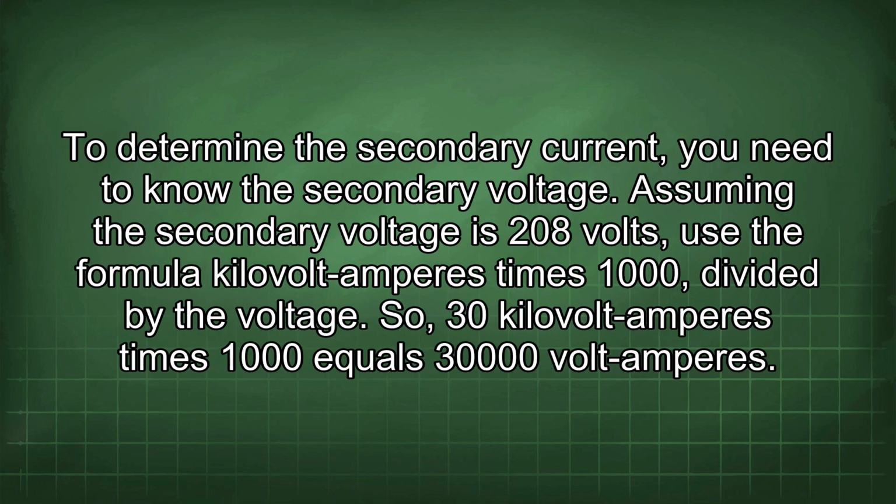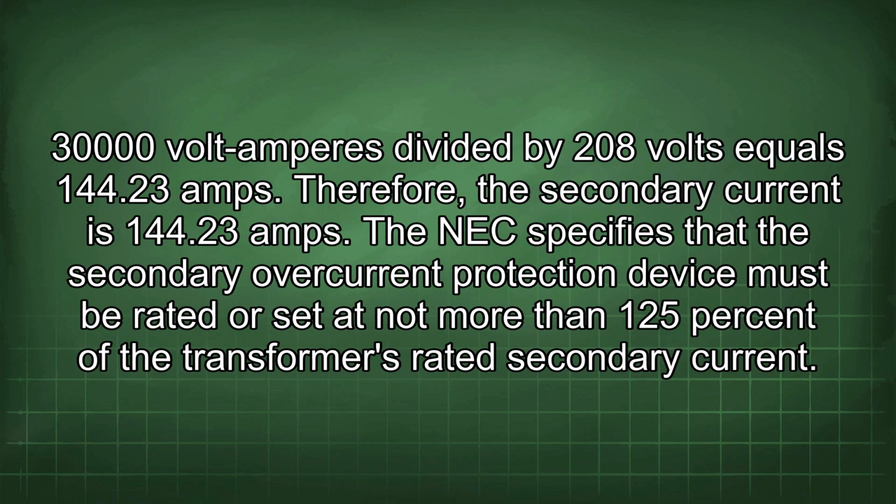To determine the secondary current, you need to know the secondary voltage. Assuming the secondary voltage is 208 volts, use the formula kilovolt amperes times 1000 divided by the voltage. So 30 kilovolt amperes times 1000 equals 30,000 volt amperes. 30,000 volt amperes divided by 208 volts equals 144.23 amps. Therefore, the secondary current is 144.23 amps.